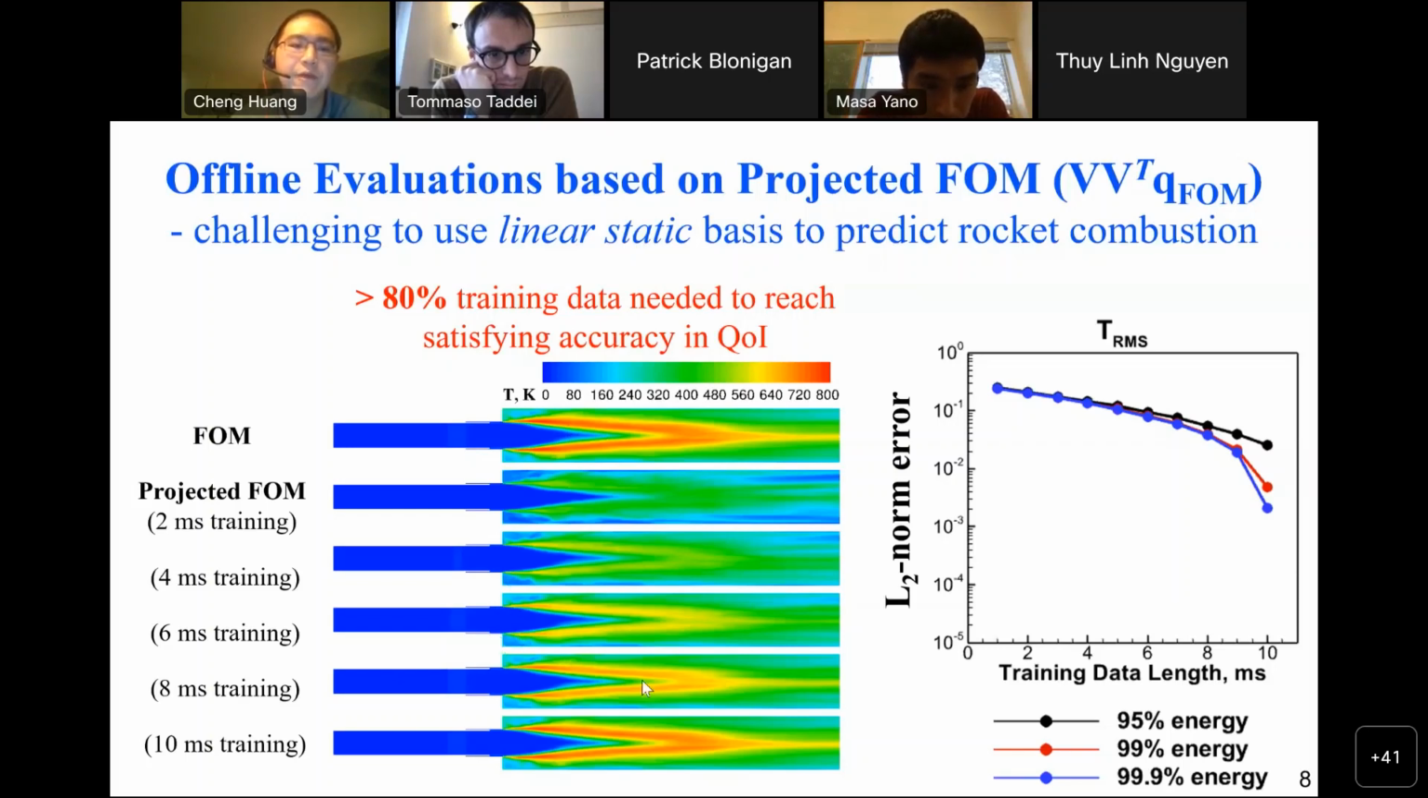And not until 8 milliseconds, I'm going to say things are more or less satisfying. But when you go to 8 milliseconds, remember, the testing data is 10 milliseconds, and I'm using 8 milliseconds to actually predict only 2 milliseconds. So this is very, very expensive. Because if I have the resources to run 80% of the training data, I don't mind running another 20% just to collect that for the model, because it doesn't take that much more effort, right?